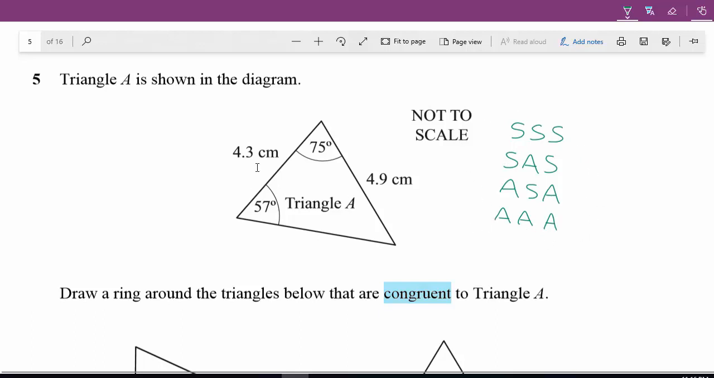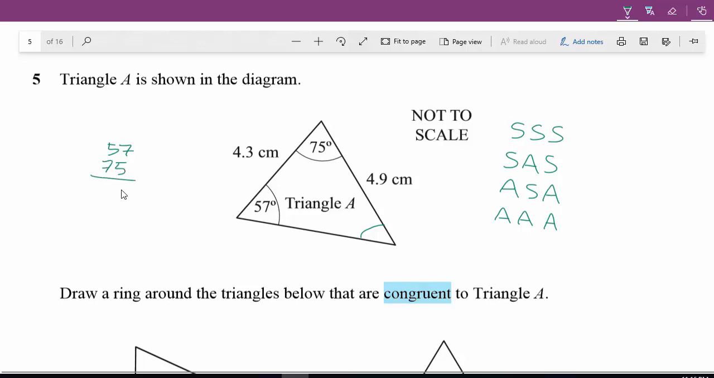Now, we have this triangle. This angle is 75. This angle is 57. The side is 4.9. The side is 4.3. Now, how big is this angle? We have to add these two, 57 plus 75.